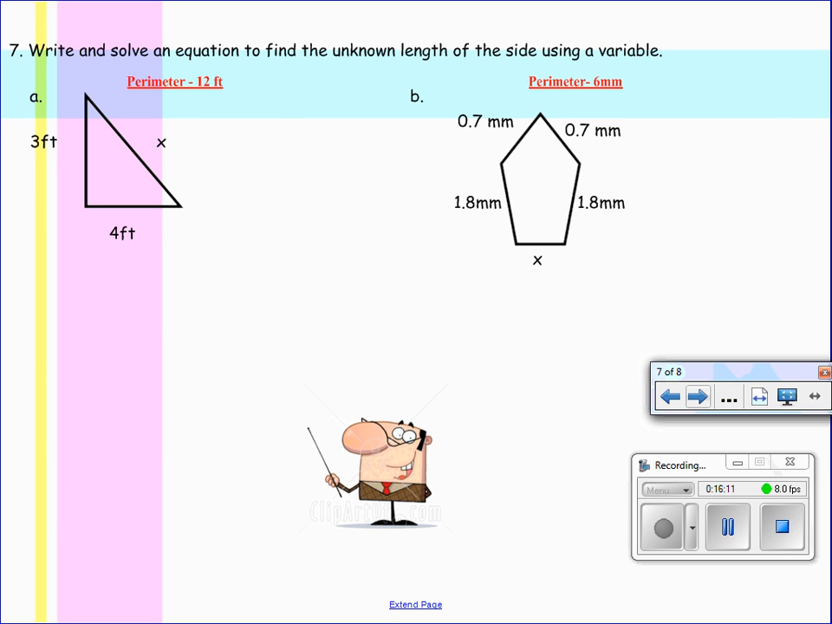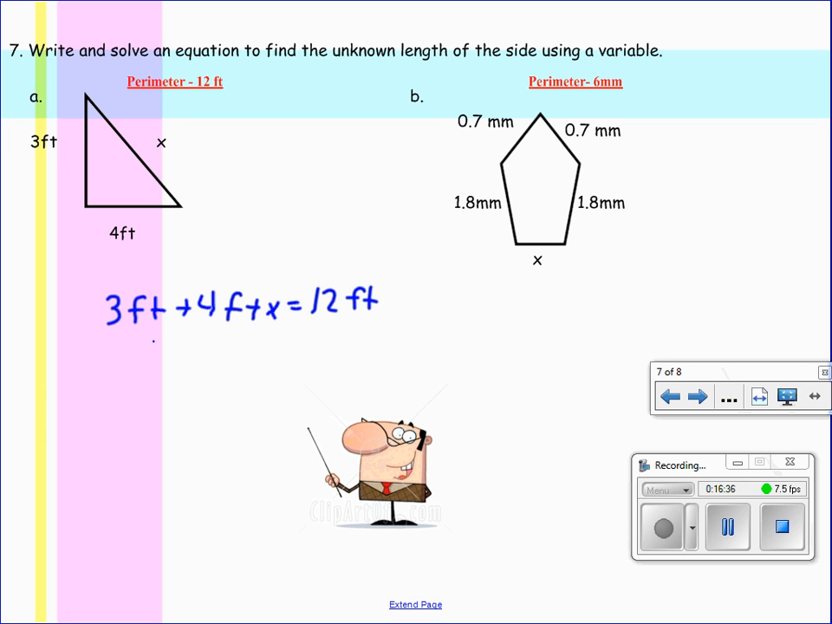In this next problem, write and solve an equation to find the unknown length of the side using a variable. Here we're going to use the information that has been given to us. To find the perimeter, you add all the sides. So if I have 3 feet plus 4 feet plus x will equal 12 feet, as it's been given in that problem. So now I'm going to combine my like terms.